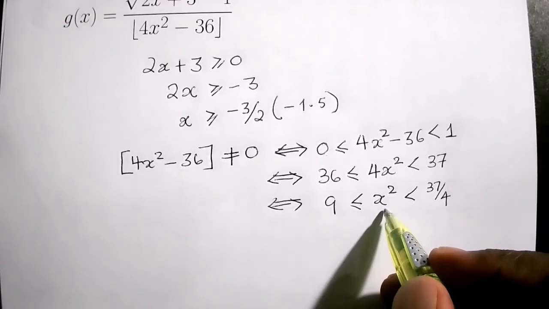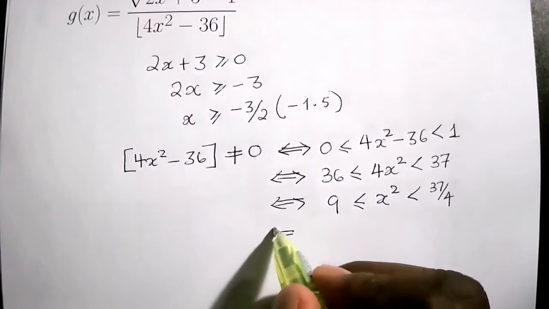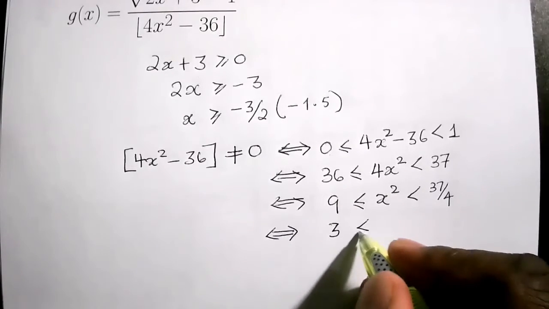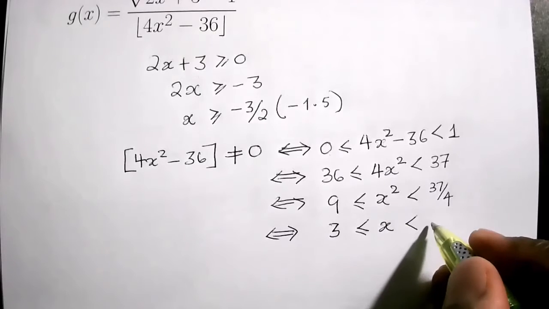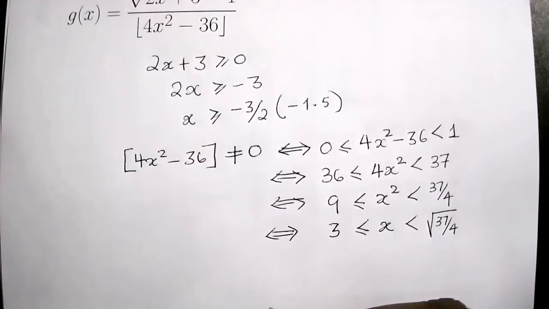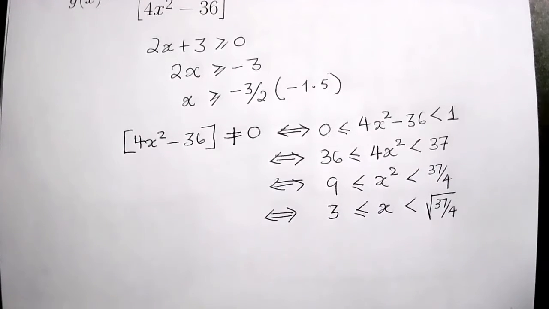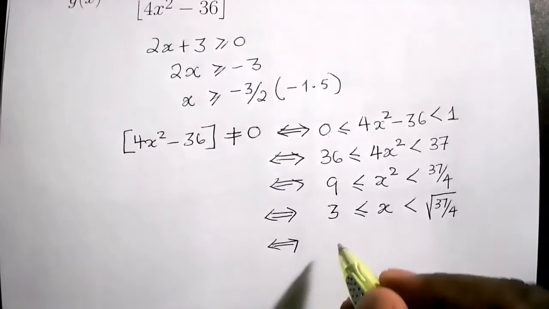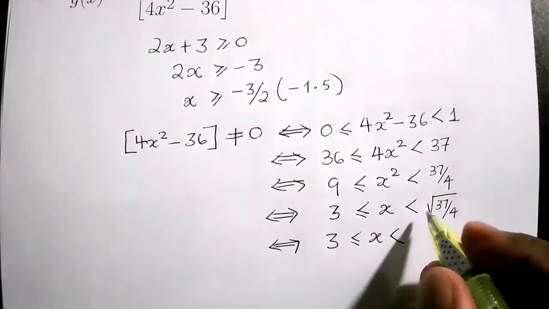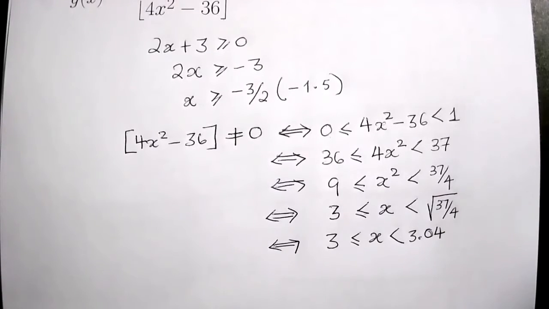Now, because we got an x squared, we can now apply the square root all the way through. So square root of 9 is 3. So that gives us here the square root of 37 over 4. So that's square root all the way. Okay, so that's where we are now. But if we want to express it in decimals, which would be nice, then this becomes 3.04 to 2 decimal places.